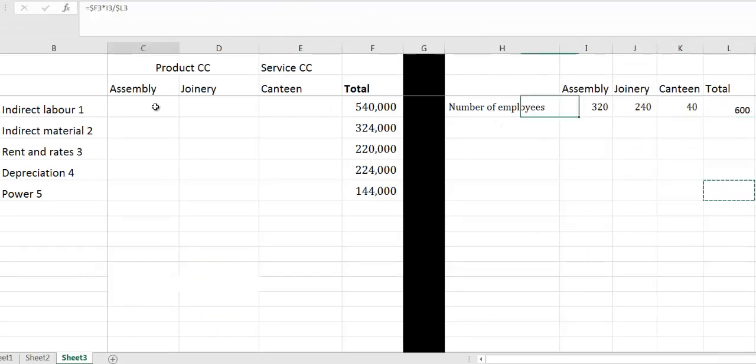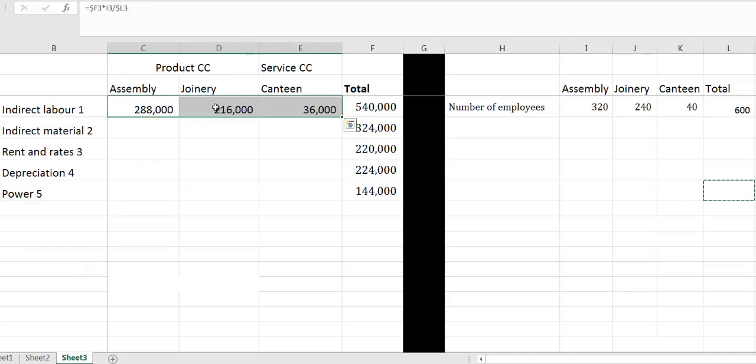What I will do now for assembly, it should be the 540, the total of indirect labor that we have in the question, times 320, the number of employees of assembly, divided by the whole total number of employees, which is 600. So this should be equal to 288,000 pounds. I will repeat this for joinery: 540 times 240 divided by 600, and so on for the last one, the canteen: 540 times 40 employees for the canteen divided by the total number of employees, which is 600. So this should be equal to 36,000 pounds.